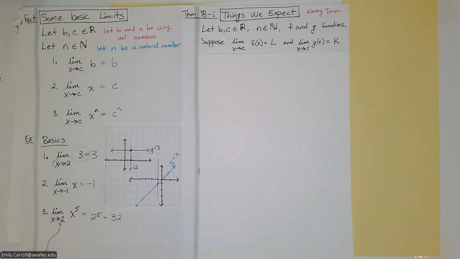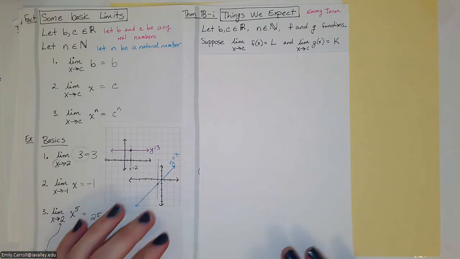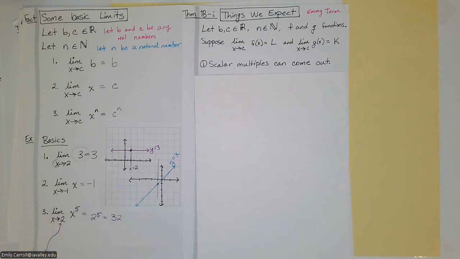First of all, what are our assumptions? We're going to let b and c be any numbers. n is going to be some natural number. f and g are going to be functions. We're also going to assume that there's some number c for which we already know the limits of f and g. We're going to assume those are L and K. So we're going to look at ways we can combine and change f and g to get things that we know how to take the limit of. The first thing is scalar multiples can come out. What do I mean by come out?